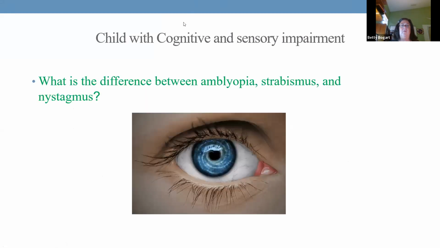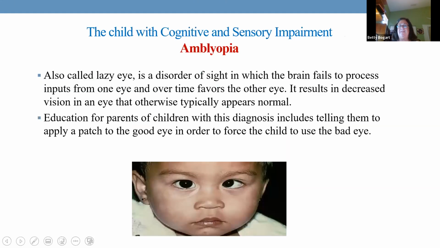So let's start with cognitive and sensory impairment. Now, in class, we have gone over different eye conditions: amblyopia, strabismus, and nystagmus. So what are these and what do they mean? Amblyopia is that lazy eye. That means one eye sort of hangs to the right or to the left and the muscle's just not strong enough. And you're going to see it very clearly, just like this child in this picture.